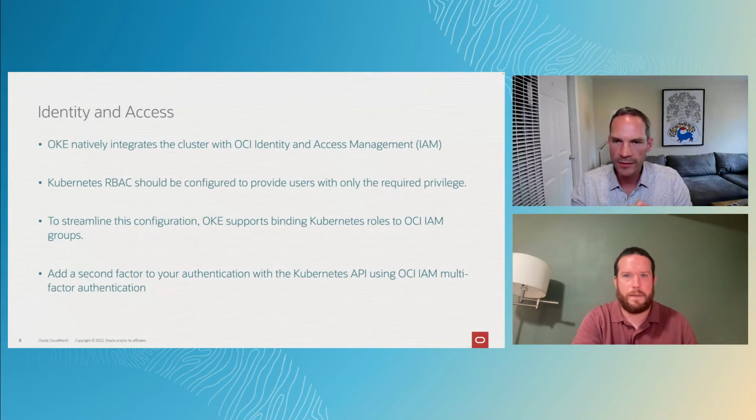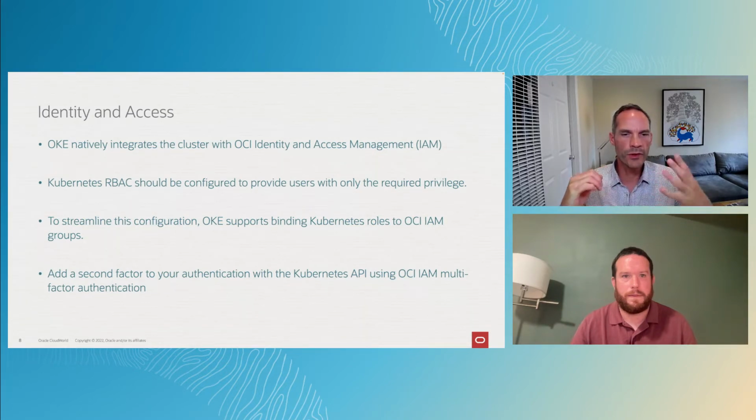Following the principle of least privilege, your users can only access the Kubernetes resources that they're authorized to. Kubernetes role-based access control, or RBAC, is aware of OCI users' identity and can bind Kubernetes roles to OCI groups and users. Moreover, you can apply the Kubernetes role definition and the binding to OCI groups across multiple clusters.